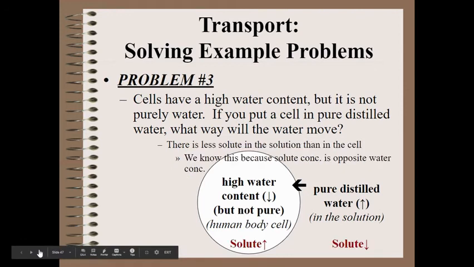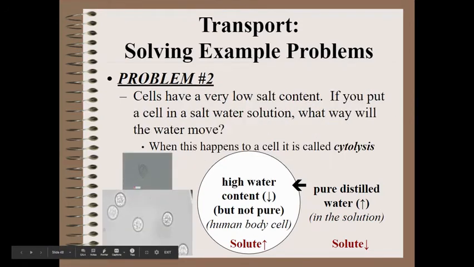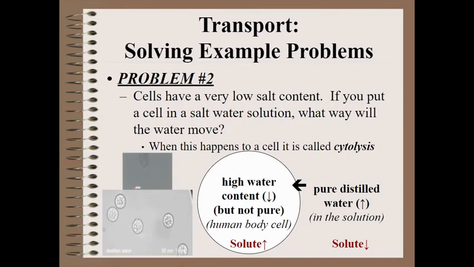There is less solute in the solution than in the cell. We know this because the solute concentration will be opposite the water concentration. And when this happens, it's called cytolysis, because oftentimes, especially when an animal cell absorbs excess water, its cell membrane can't hold it anymore, and the cell membrane can burst, and then the cell would die.